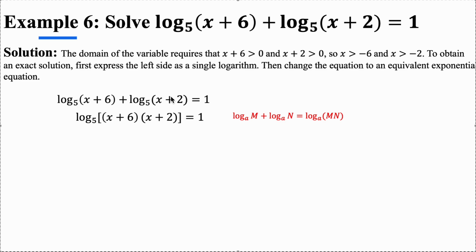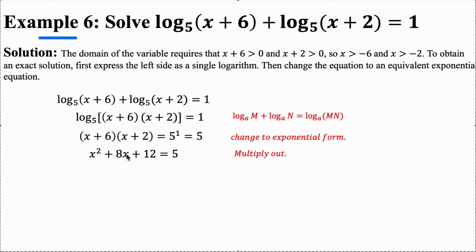And then from here we can apply that change of base formula, where we can change this into the exponential form by taking the base of the logarithm raised to this power, which must be equal to what I have inside the bracket here. And we know that 5 to the 1 is equal to 5. So in this case, we have x squared plus 8x plus 12 is equal to 5.